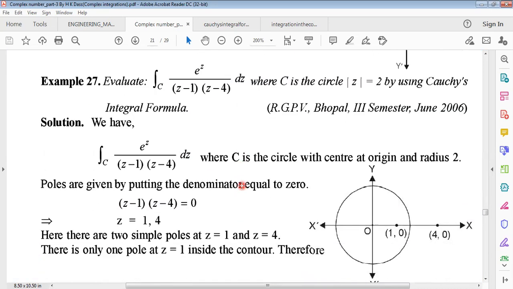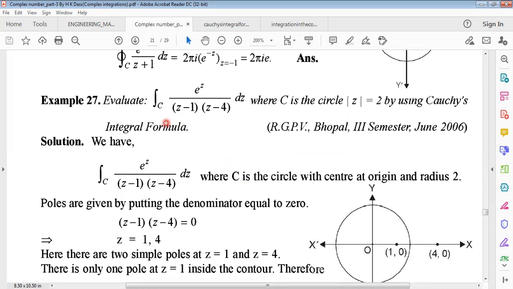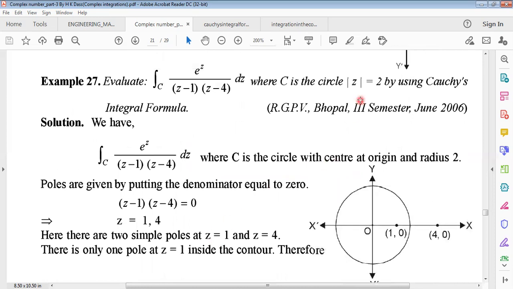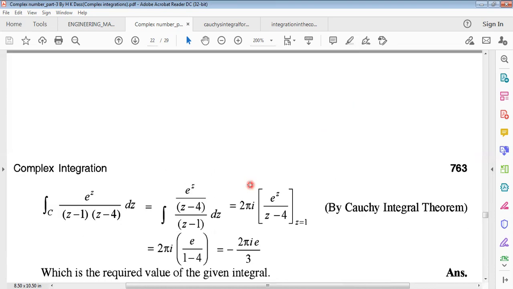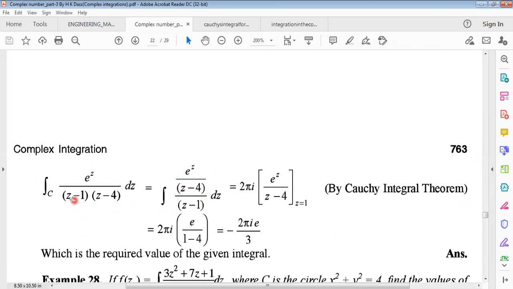This is the same as the example I discussed. Evaluate this one. There are two poles. One is z = 1 and another is z = 4. So if we draw the circle |z| = 2, here the center is 0, 0 and the radius is 2. The pole z = 1 is inside the circle. Remember it. So we have to remove z - 4 from the denominator.